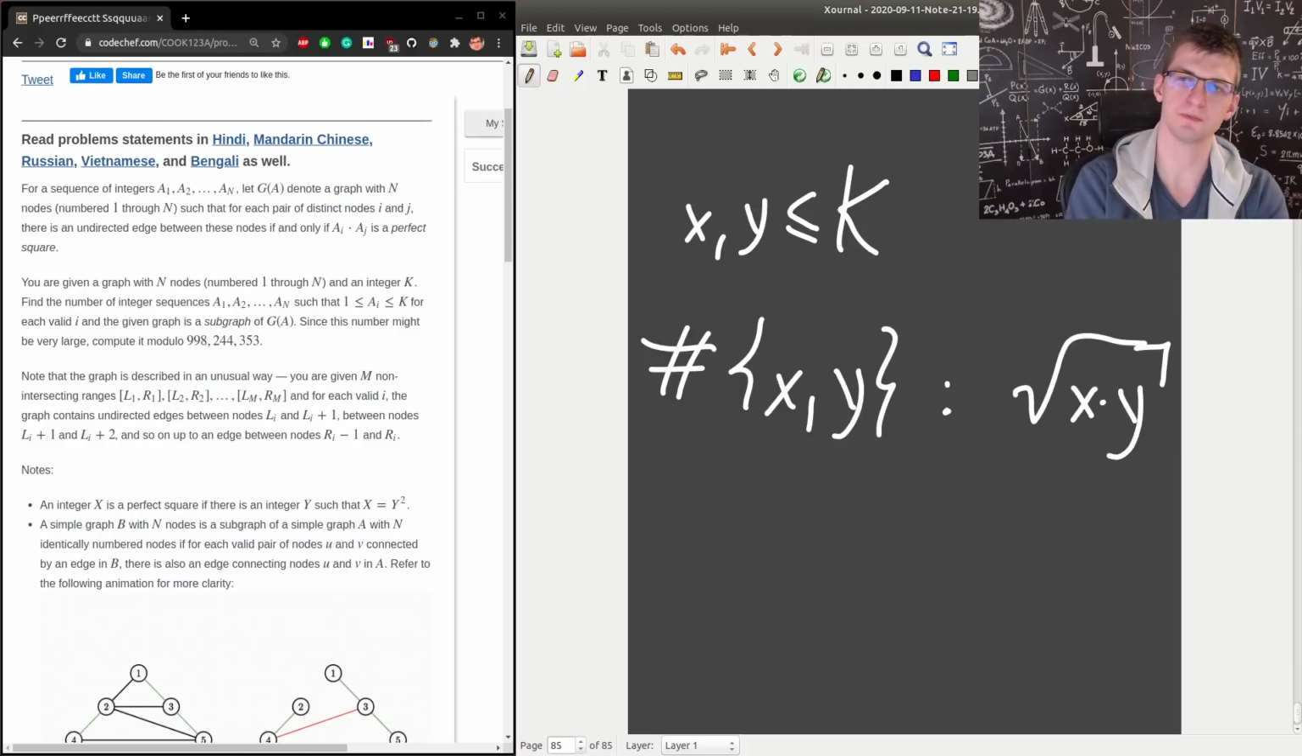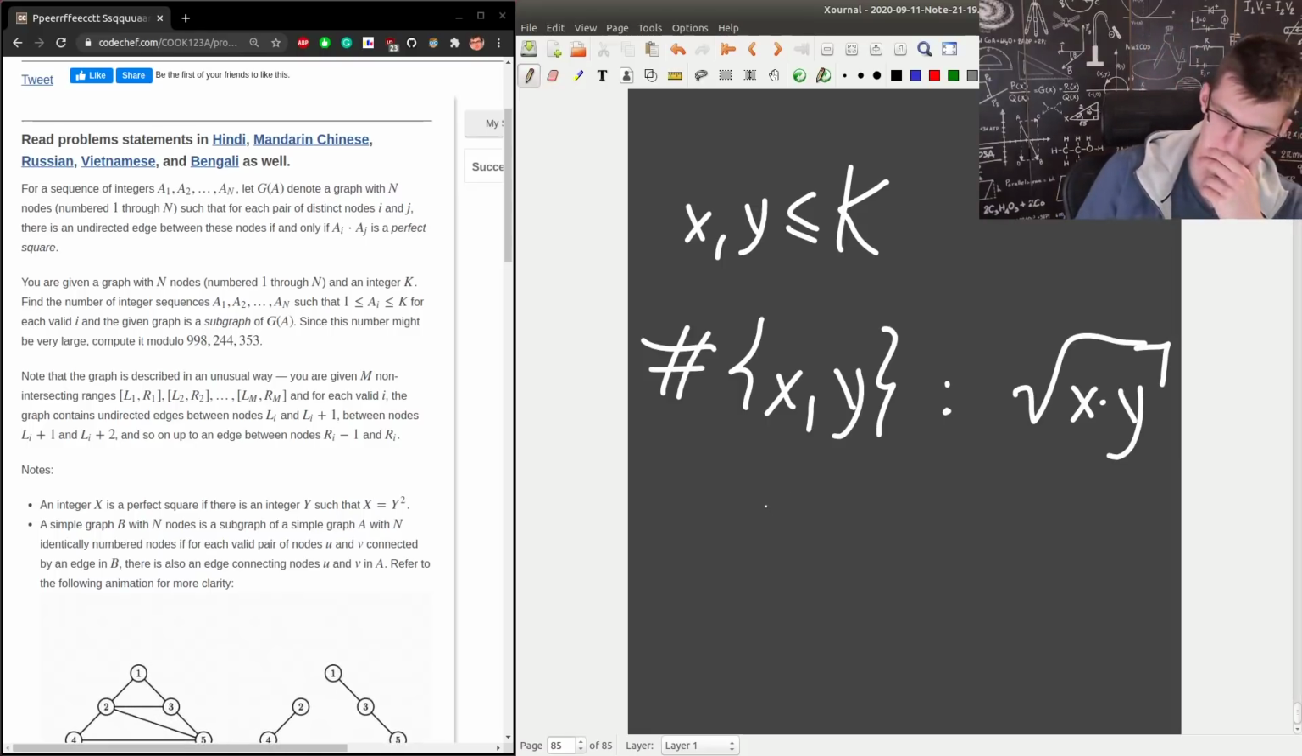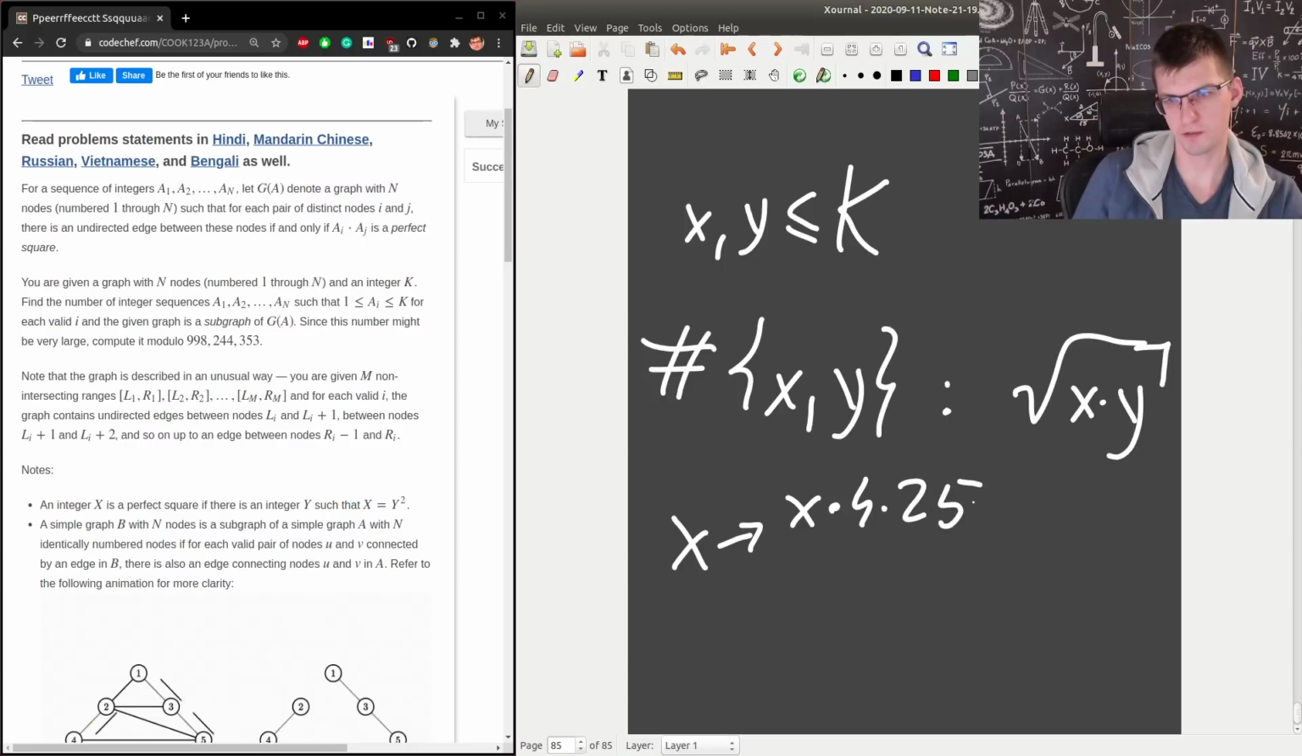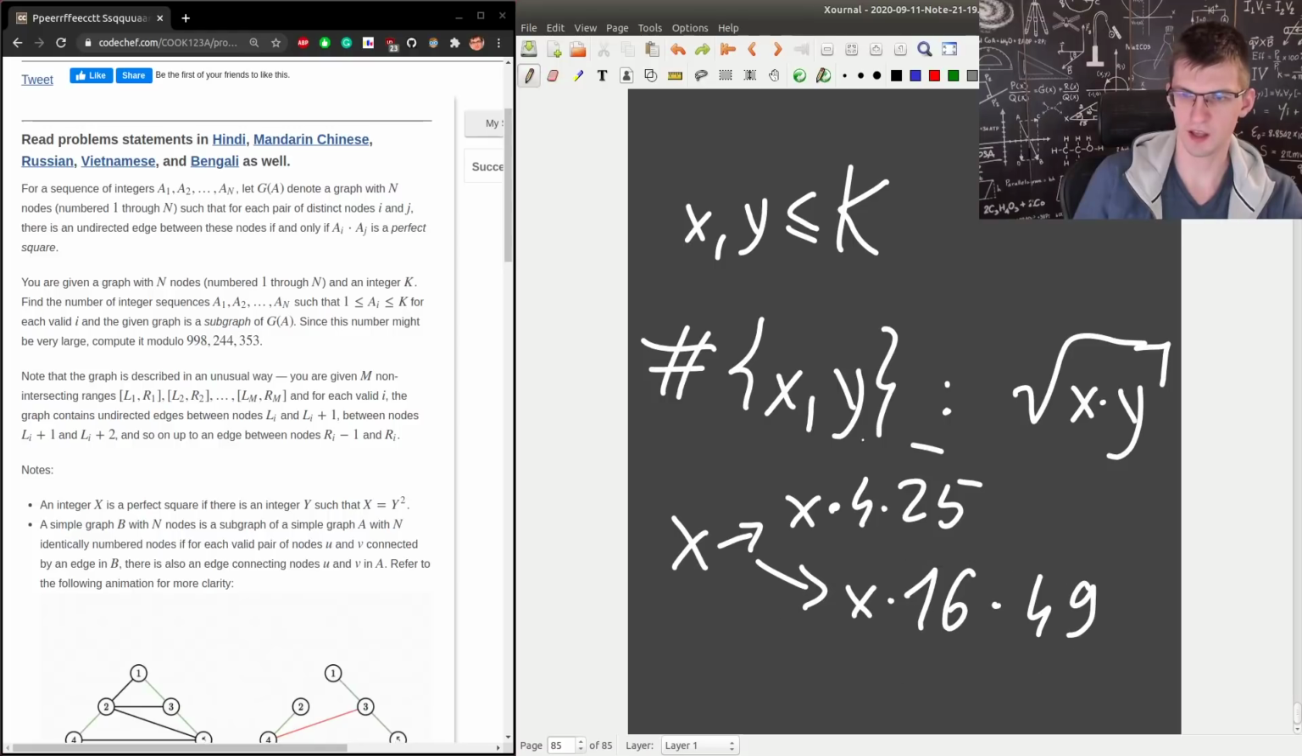Every number is good with itself. A pair is good if it's x comma... Say that there is some x, then this pair is good. X multiplied by, let's say, 4 times 25, and also x multiplied by 2 to 4th power, so 16 times 49. This pair is good. Basically, all of those create one big group. This, and x itself.